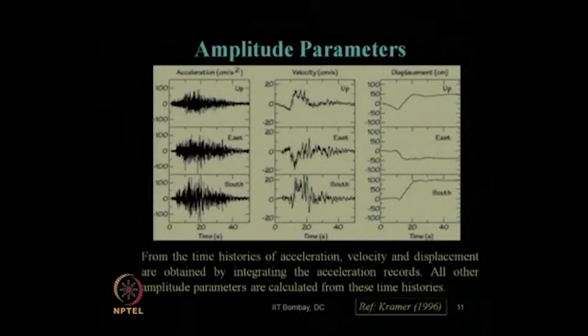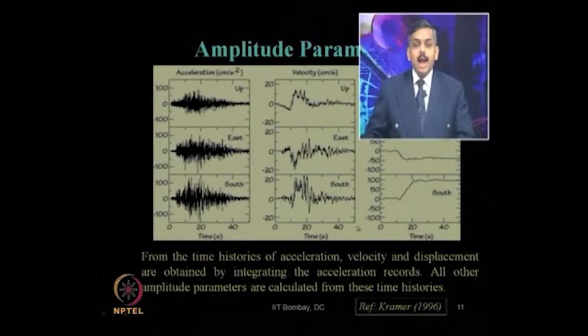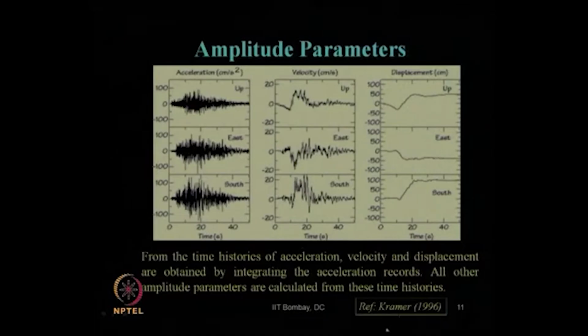So, what are the amplitude parameters which we are getting? Either it can be in the form of an acceleration, a velocity, or a displacement. So, this is the acceleration record. The time histories of velocity and displacement are obtained by integrating the acceleration record. So, the basic record is your acceleration record. Then by integrating, or using different sensors, like velocity sensors, you will get the velocity record. All other amplitude parameters can be calculated from this time history.